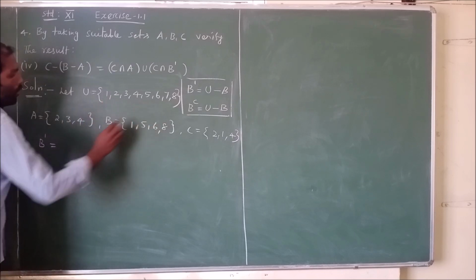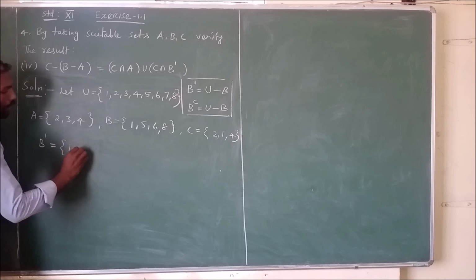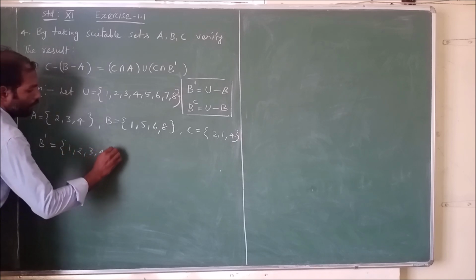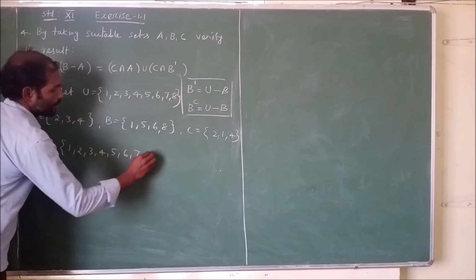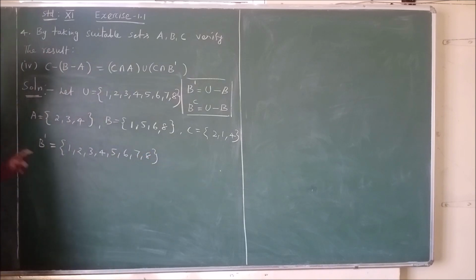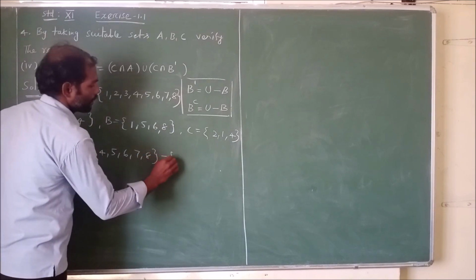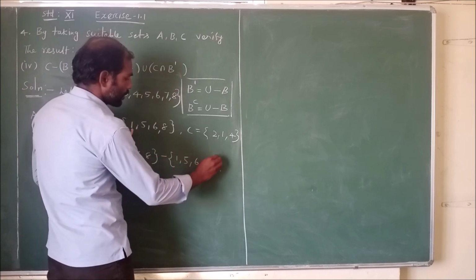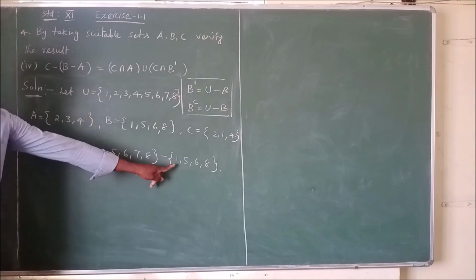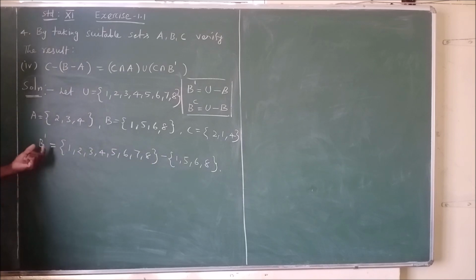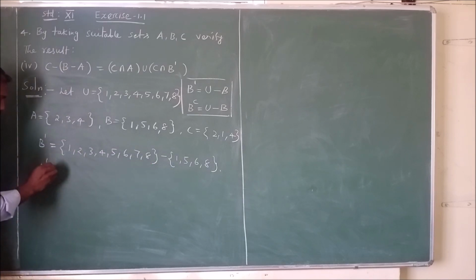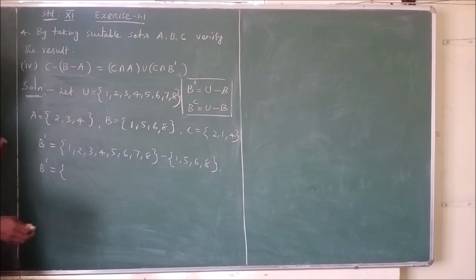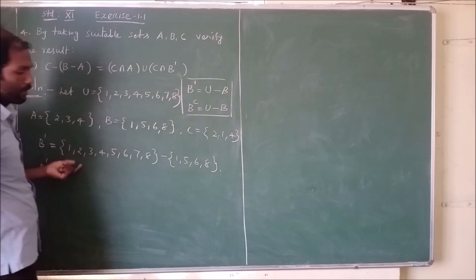The universal set is 1, 2, 3, 4, 5, 6, 7, 8. The universal set minus set B, which is 1, 5, 6, 8. Therefore B dash equals this set minus this set.